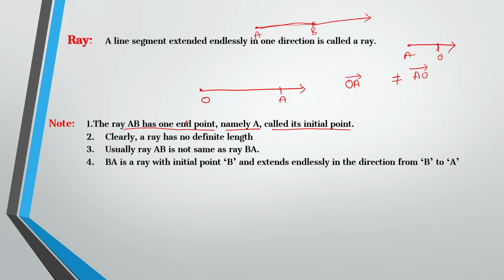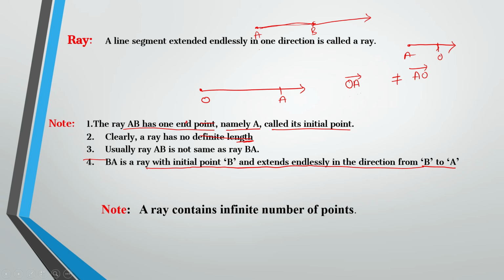Clearly, a ray has no definite length, and usually AB ray is not the same as BA ray. BA ray means whose initial point is B and extends endlessly in the direction from B to A. Just now I explained this to you. This is about a ray, and a ray also consists of infinitely many points.